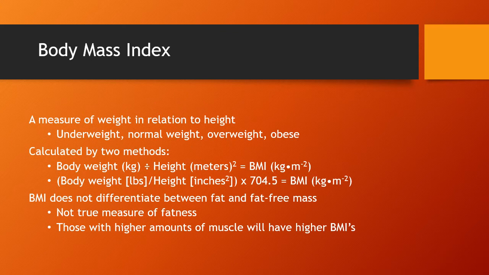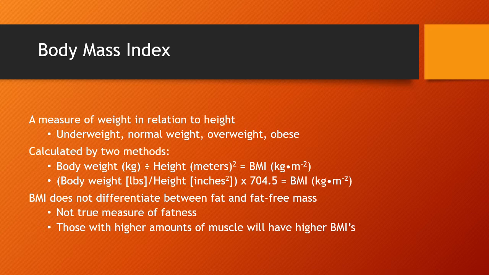Another type of measurement device that we use to determine body composition is something called body mass index. And body mass index, or BMI, is a measure of our weight in relation to our height. And we have different classifications that go along with our BMI, such as being underweight, having normal weight, being overweight, or even obese. Now, BMI can be calculated by two different methods. We can take our body weight, which we convert to kilograms, divided by our height, which is in meters squared. And this gives us our body mass index, which is stated as kilograms per meters squared.